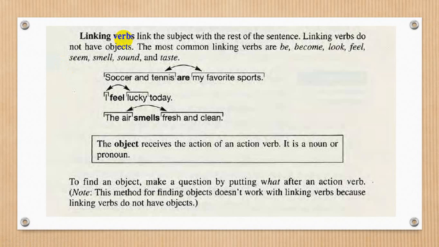ننتقل إلى linking verbs. Linking verbs اللي هي link the subject with the rest of a sentence. Linking verbs do not have an object, يعني ما تحتاج إلى مفعول به. The most common linking verbs are be, become, look, feel, seem, smell, sound, and taste. هذني أكثر أفعال شائعة بlinking verbs اللي هن مثلاً be اللي جماعة are و is و am. Okay. Become تعرفون معناها. Look أيضاً تعرفون معناها. Feel كذلك. Seem يبدو. Smell يشتم يعني. Okay. Sound يسمع أو هيتشي. And taste يتذوق.